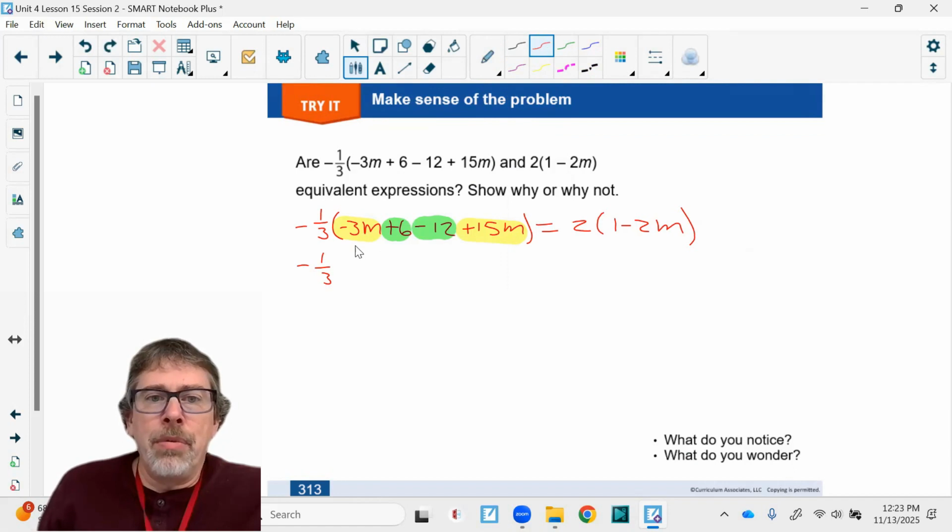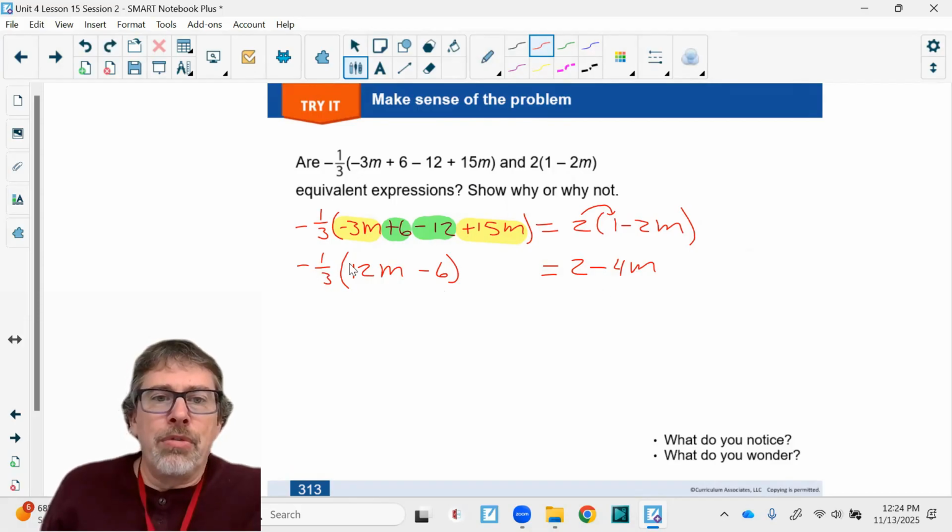Okay, negative 3 plus 15 is 12m. Or you could think of it as 15m minus 3m is 12m. 6 minus 12 is negative 6. So I'm just going to rewrite this. And actually, I could probably distribute this. 2 times 1 is 2. Positive times a negative is negative. 2 times 2 is 4m. So I simplified that.